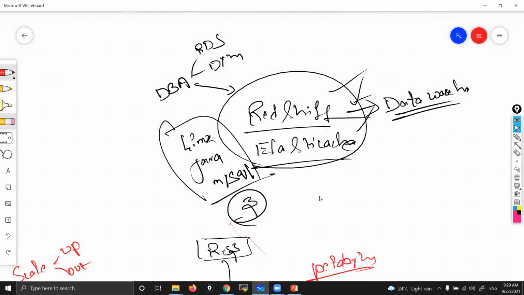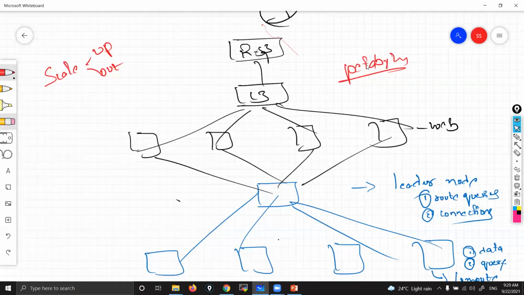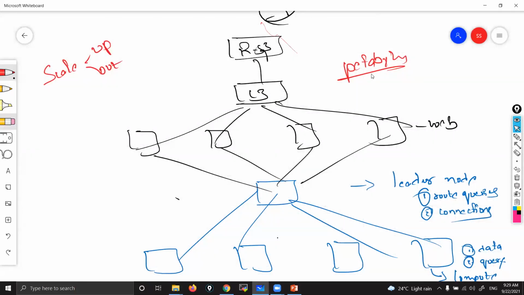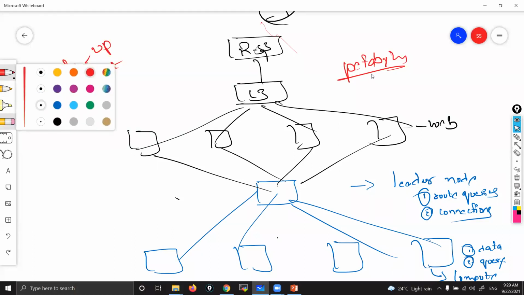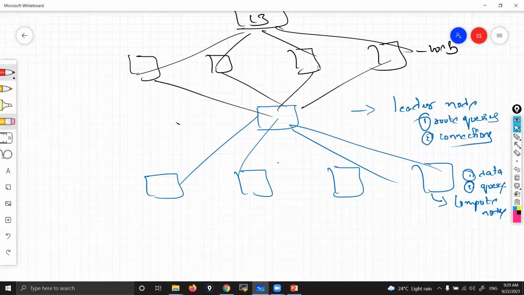Now coming to Elasticache. See, Elasticache is also a different type of database, but this works along with normal databases. For example, I'll give a simple example. Let me use, say, this Redshift.